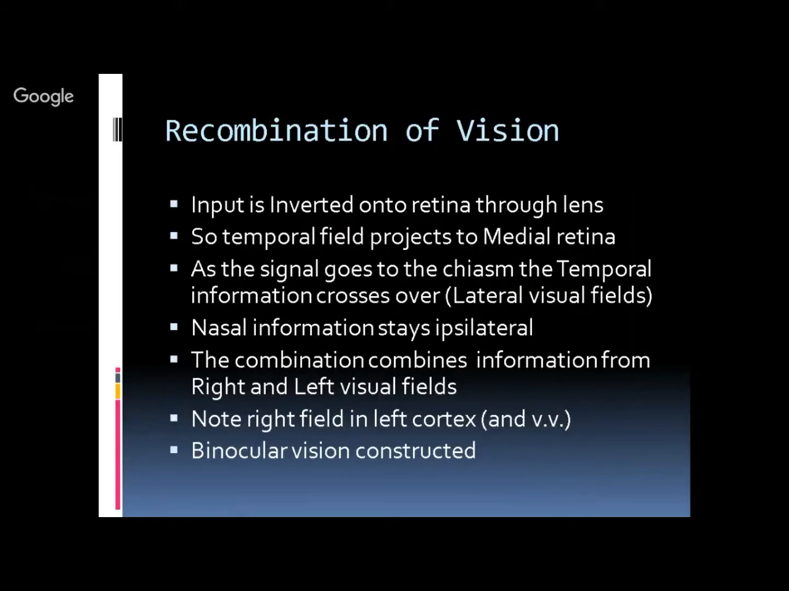And the combination combines information from right and left visual fields into the visual columns. Those are found in the primary visual cortex. Okay. Now, because of this arrangement, everything on the back of the brain is inverted and flipped. So the left or the right visual field will actually project to the left cortex and vice versa. And I've got to correct that typo up there.